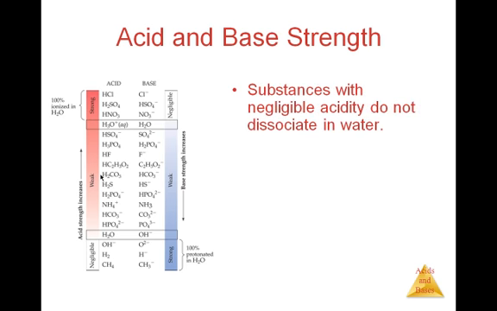All right, moving on. Substances with negligible acidity, things that are barely acidic at all, kind of like water, their conjugate bases are extremely strong. So actually OH- is a better example. OH-, hydroxide, its conjugate base is extremely strong and accepts a hydrogen and forms OH-.